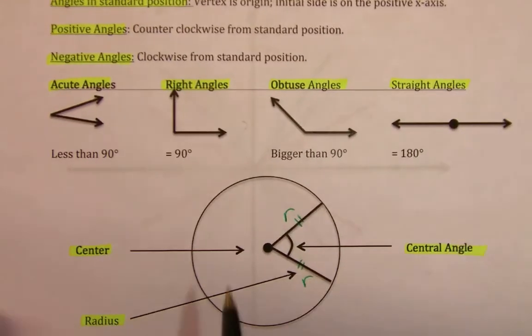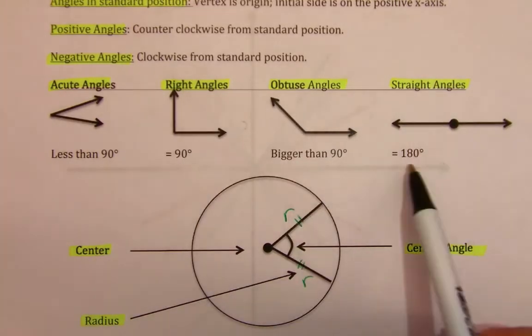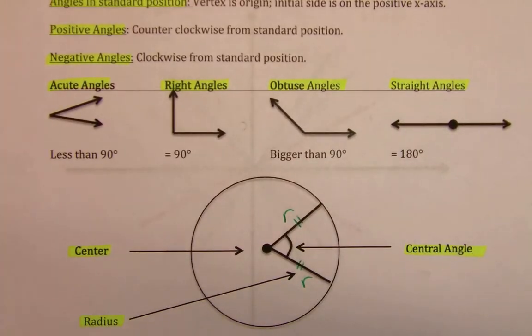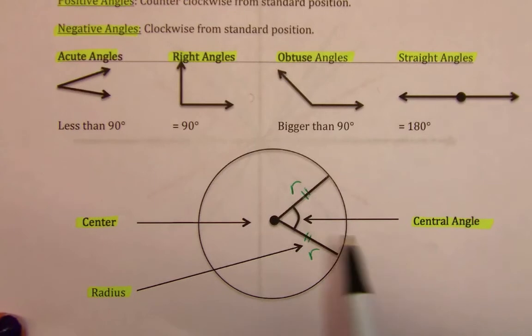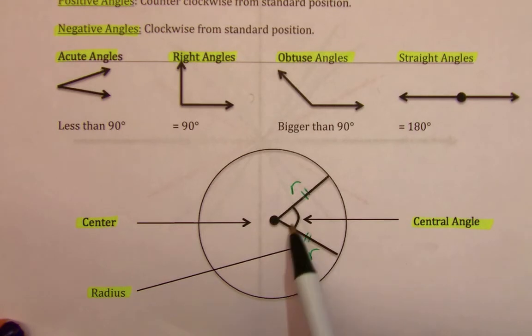We can also talk about types of angles. We have acute angles less than 90, right angles equal 90, obtuse angles are bigger than 90, and straight angles equal 180. And then the parts of a circle. So this is the center. These are our radii, or the radius here, from the center to the edge of the circle. And this would be called a central angle.